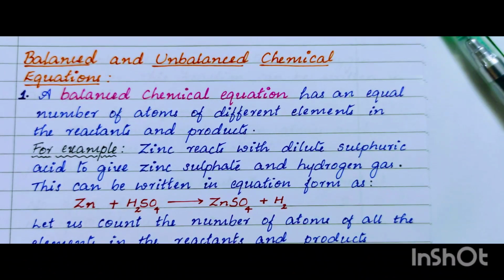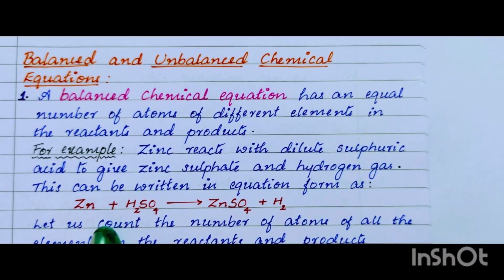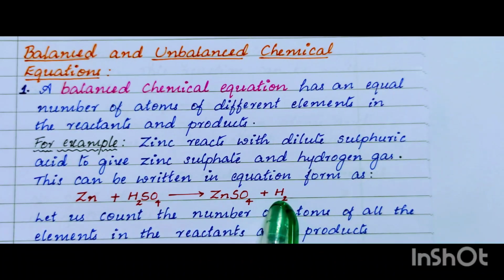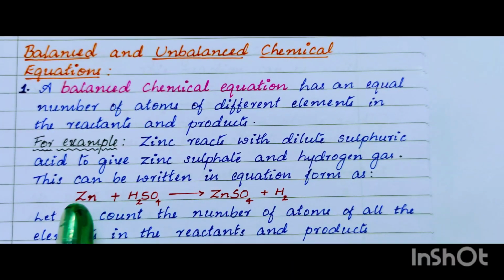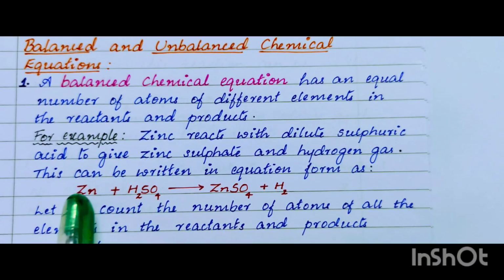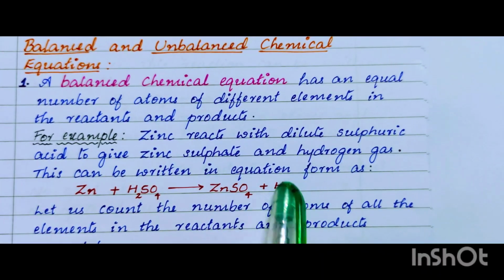Again, we'll take the same example and study it. Zinc is reacting with sulfuric acid, and then zinc sulfate and hydrogen gas is formed. Now you know that this is not a word equation, this is a chemical equation. The reason is we have used symbols as well as formulas to represent this reaction. Now let us count the number of atoms on the reactant side as well as the product side. This is the reactant side, this is the product side. Now let us count.